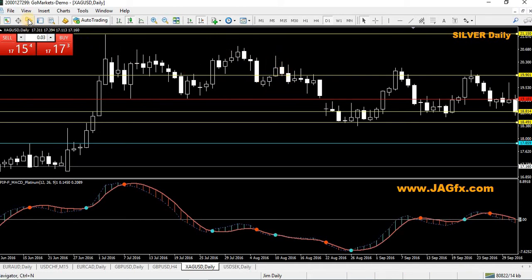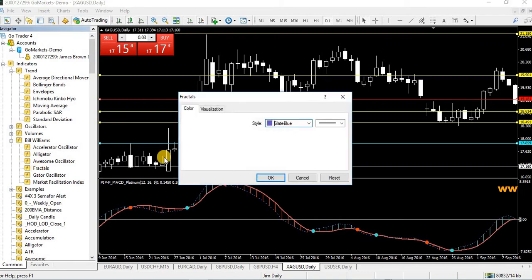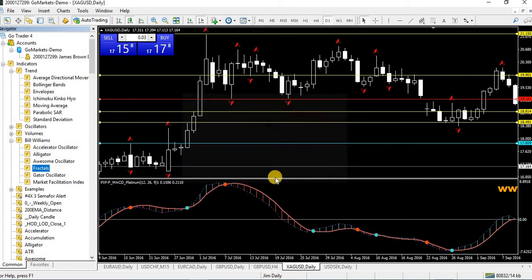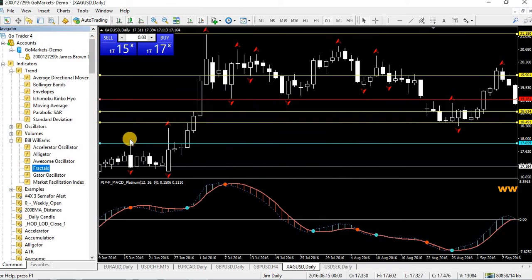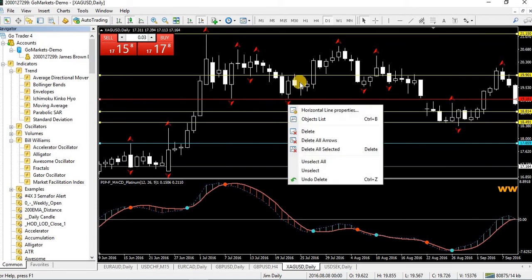There's an actual indicator I'll show you on the MT platform under the Bill Williams, and it's called fractals. I'll just double click it and you'll see it come up. I'll make them a different colour, more red, so you can see them. And that's all they are. They're just points where the market turns, basically. I don't particularly like this indicator.